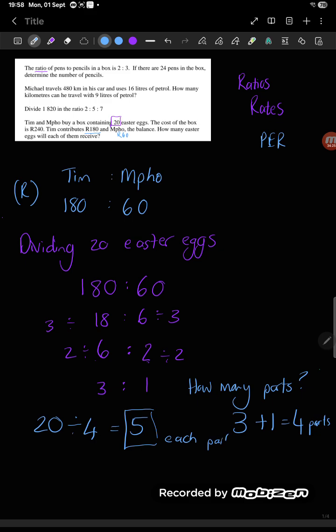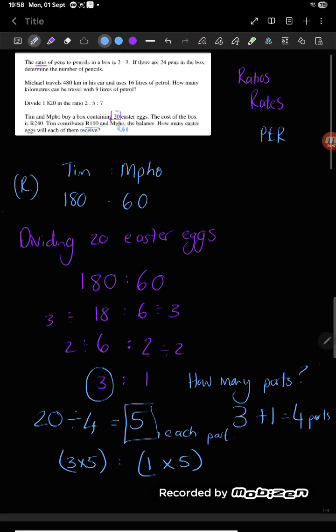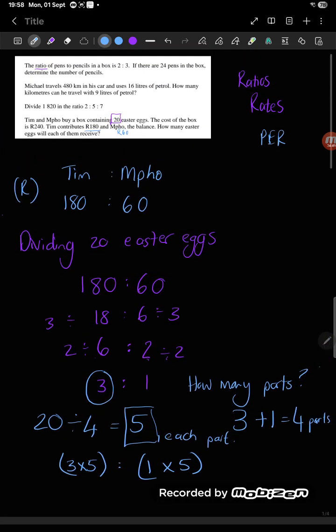Now, how many parts does Tim get? Well, he gets 3, but I've got 5 per part. So I say 3 times the part to 1. What does Mpho get? 1 times the part. Now, you'll understand there's a lot more to doing it more. So you've got to do at least 20 sums in this to really get it down. So Tim got 15, and Mpho got 5.